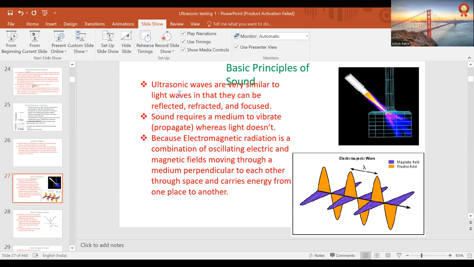So ultrasonic waves are very similar to light waves in that they can be reflected, refracted, and focused. Sound requires a medium to propagate, but light doesn't, because electromagnetic radiation is a combination of oscillating electric and magnetic fields moving perpendicular to each other through space and carries energy from one place to another.